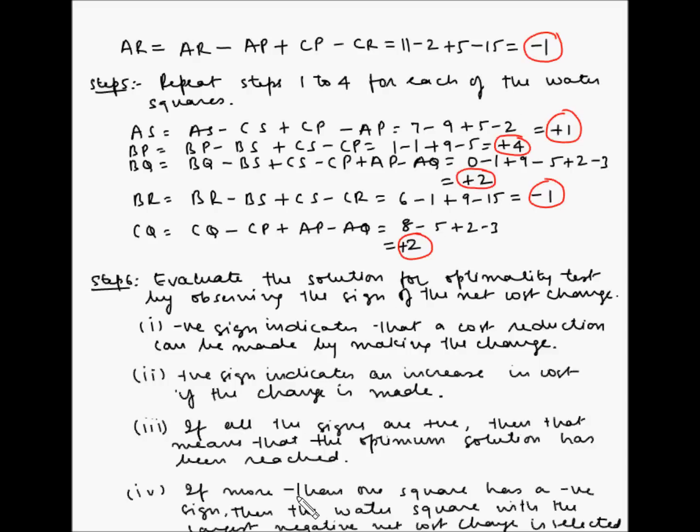So even the fourth condition is not valid in this case, because both are the same values for the negative net cost change. So in case like this, the cell where the maximum allocation can be made needs to be selected. So we look at that process in detail in the next video, where we try to iterate towards optimality.